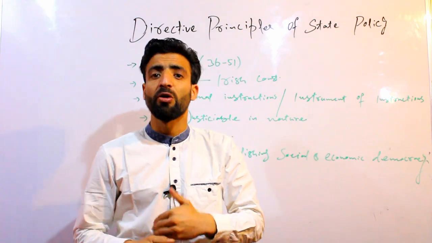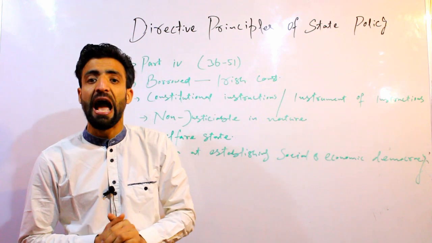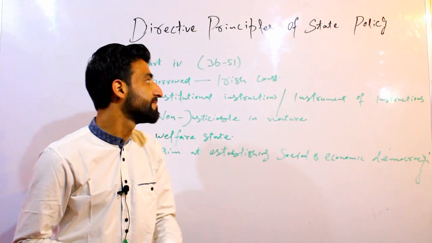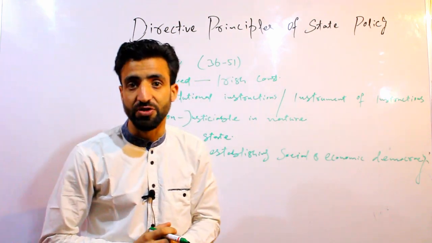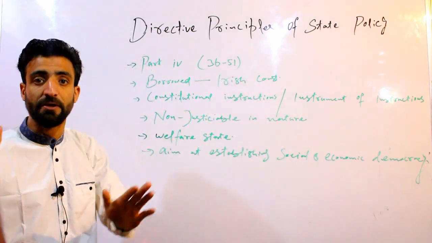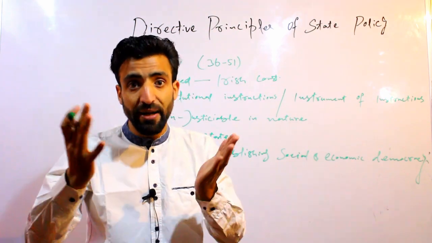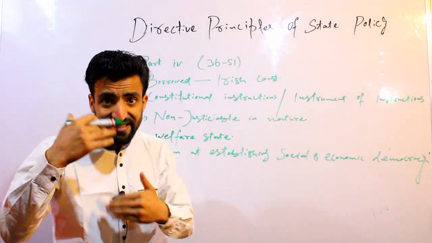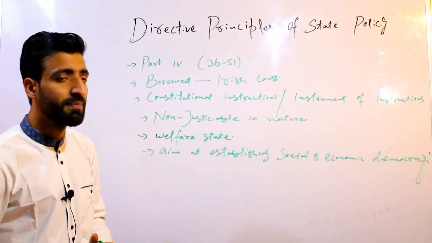As we have already discussed in previous lectures, the Indian Constitution presently has 25 parts and 12 schedules. Directive principles of state policy are enumerated in Part 4 of the Indian Constitution, and they cover the articles from 36 to 51. In the same way fundamental rights are enumerated in Part 3 of the Indian Constitution, directive principles of state policy are enumerated in Part 4.